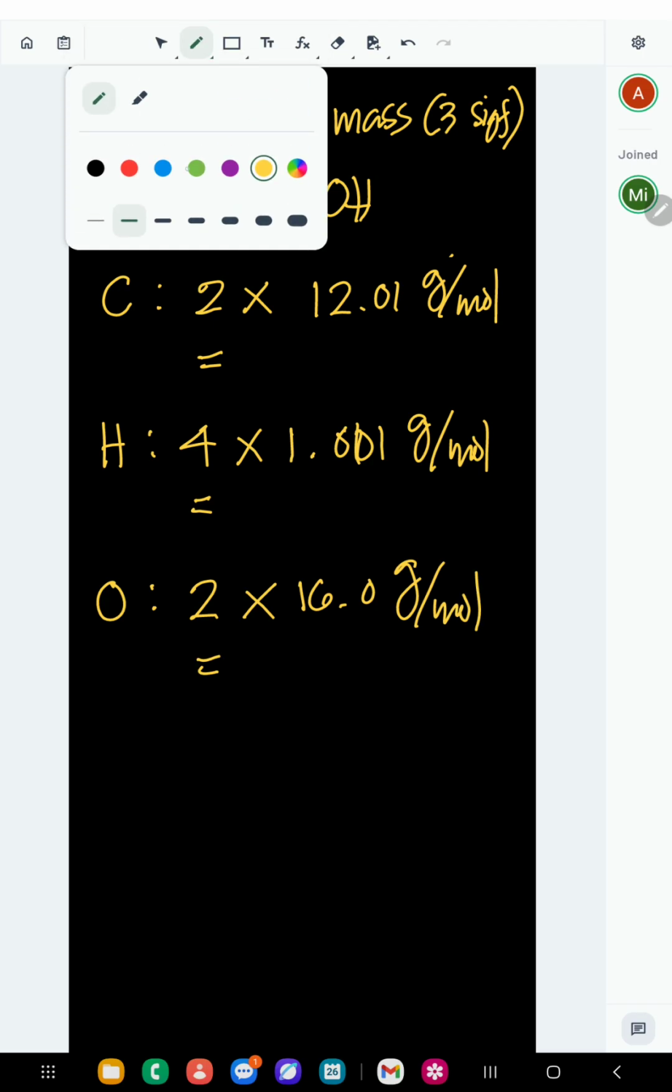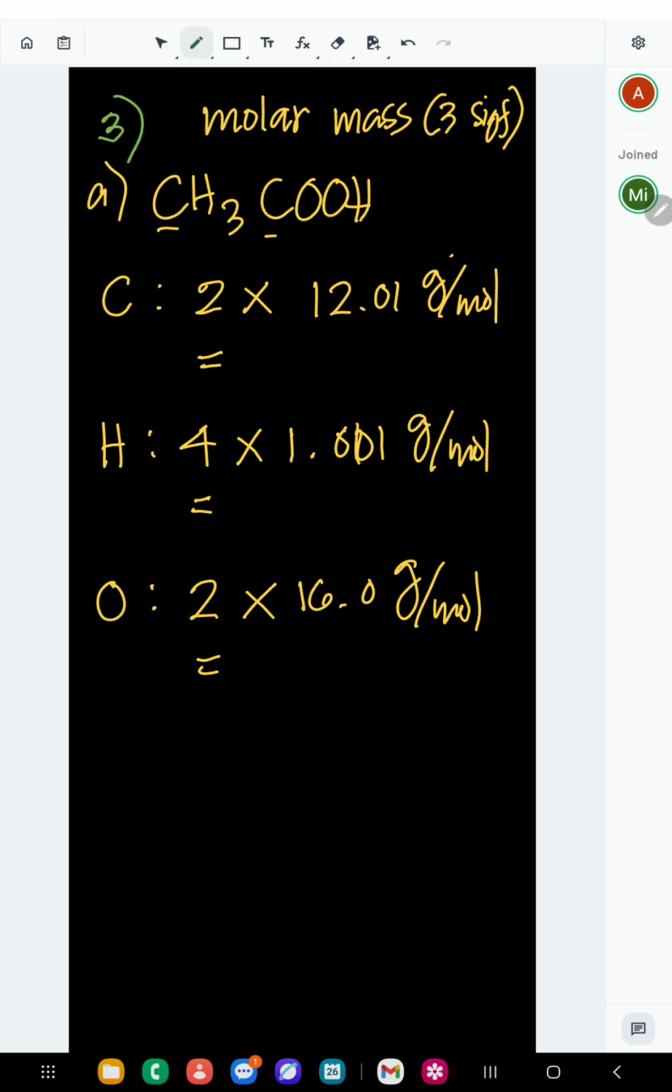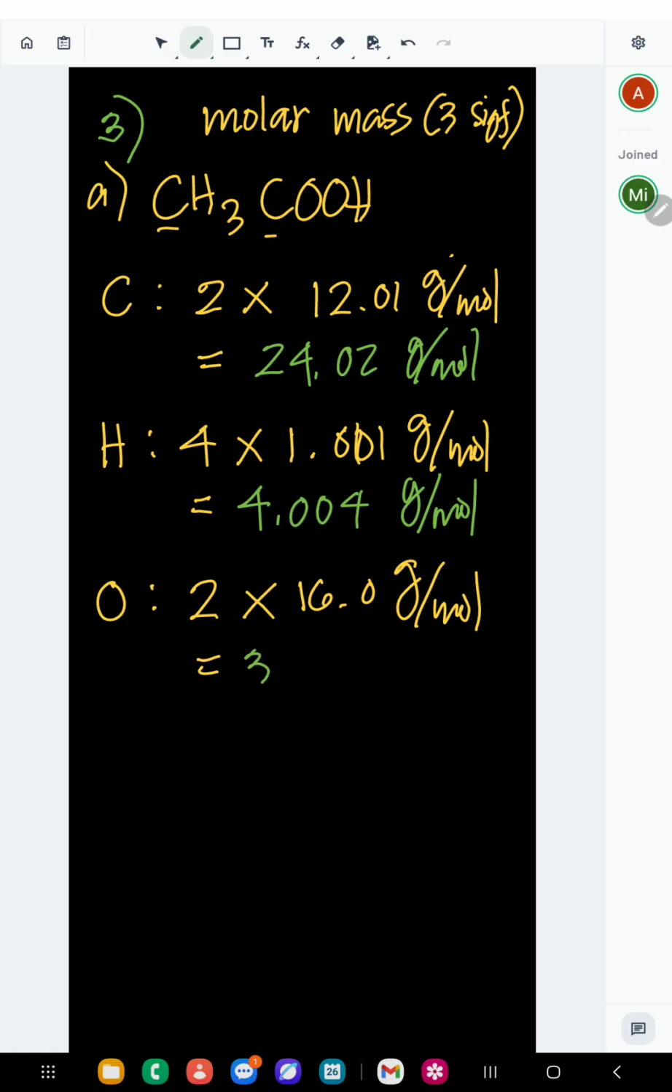Okay, so let's calculate that. 12.01 times 2 is 24.02 grams per mole. Did you get the same? 1.001 times 4 is 4.004 grams per mole. And then 16 times 2 is 32 grams per mole. So you add up everything, then you can get the molar mass.